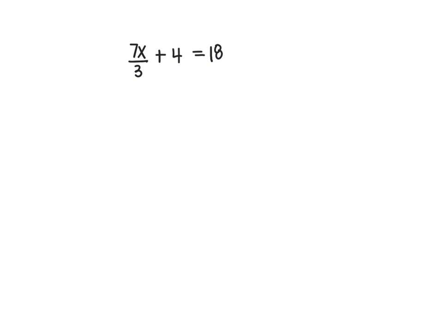So in this case, we have a 7 being multiplied by the x. We have a 3 that will be dividing that, and we have a 4 that is getting added to the variable term. So to solve this equation, we're going to still do BEDMAS in reverse.